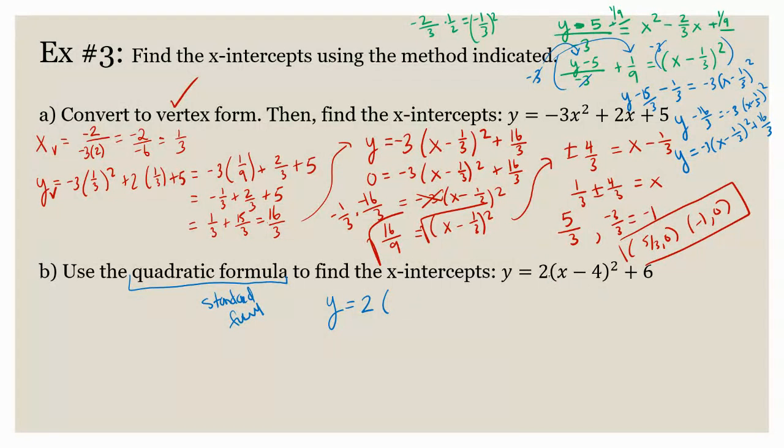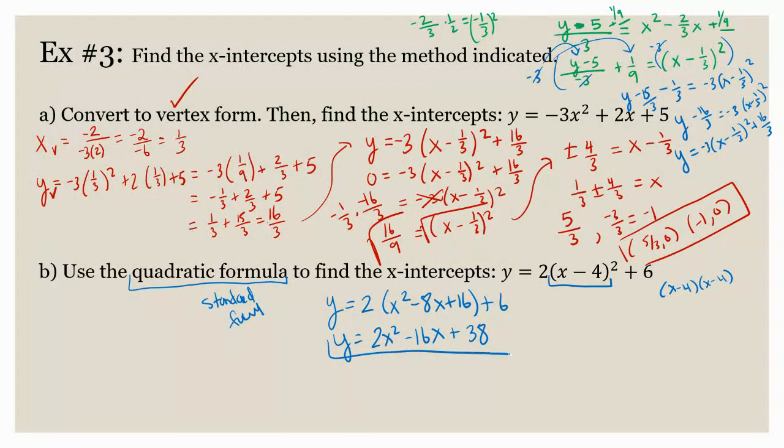So I'm going to start with this right here, x minus 4 squared. Well, that's x squared, double distribution. If you need to write it down on the side for yourself to picture, that's fine. Right? x squared minus 4x, so minus 8x plus 16. It's a perfect square. Plus 6. Distribute: 2x squared minus 16x plus 32 plus 6 is 38. Okay, great. So now I've got standard form. And then I'm going to use the quadratic formula to find the x-intercepts.